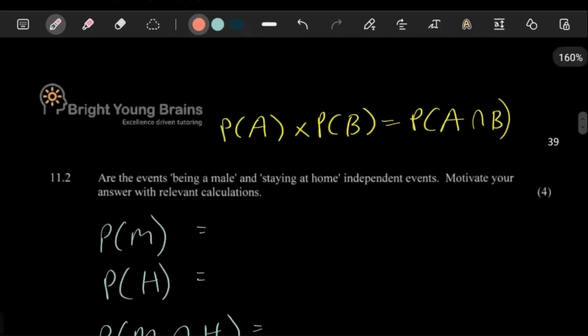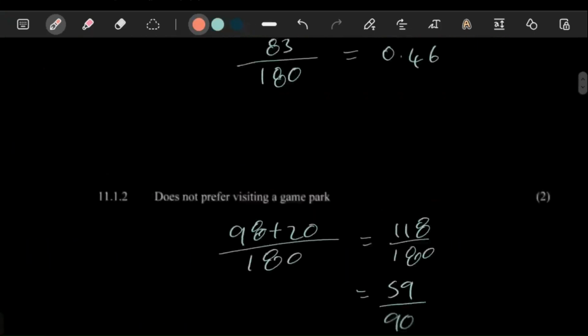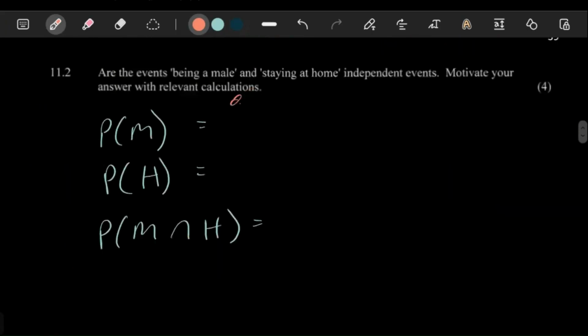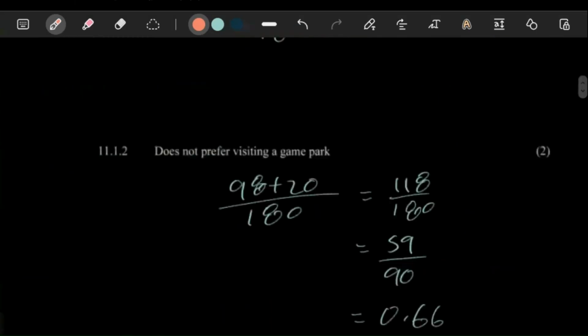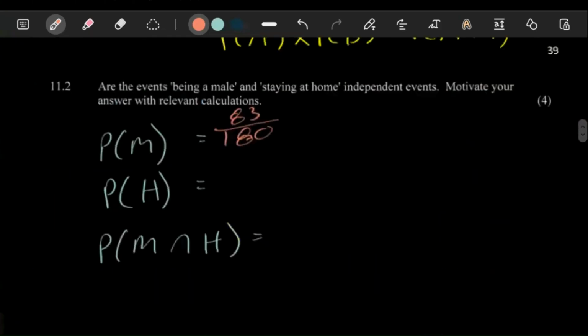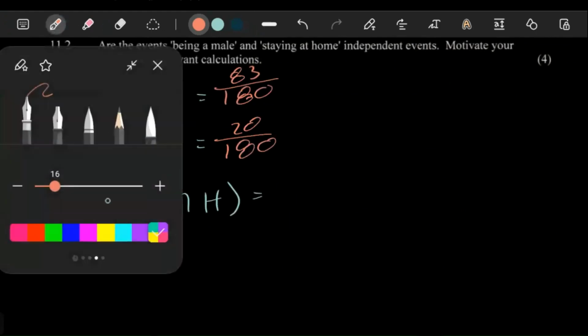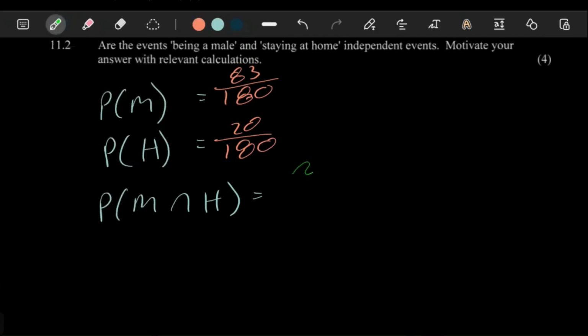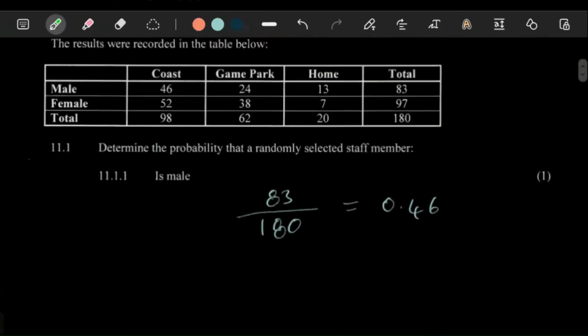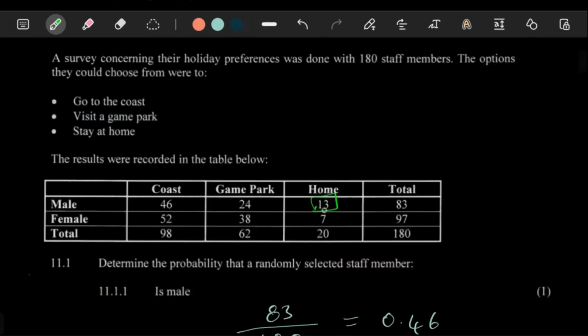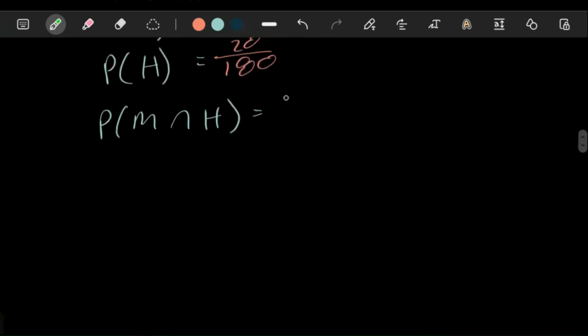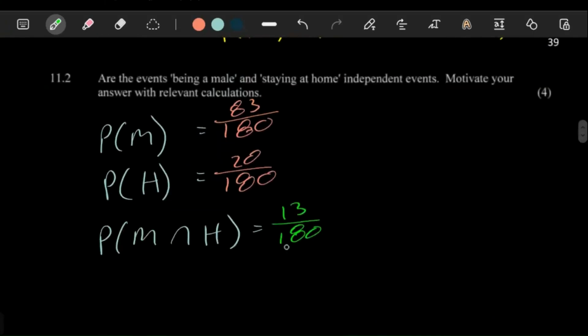The probability of being male we worked out already, it's 83 over 180. In this situation you may want to use fractions because fractions are the most complete answer. Probability of staying at home, you have a total of 20 people that stayed at home, so it's 20 over 180. Probability of staying at home and being male, there are 13 people out of 180. So let's see if these multiplied together will give 13 over 180.